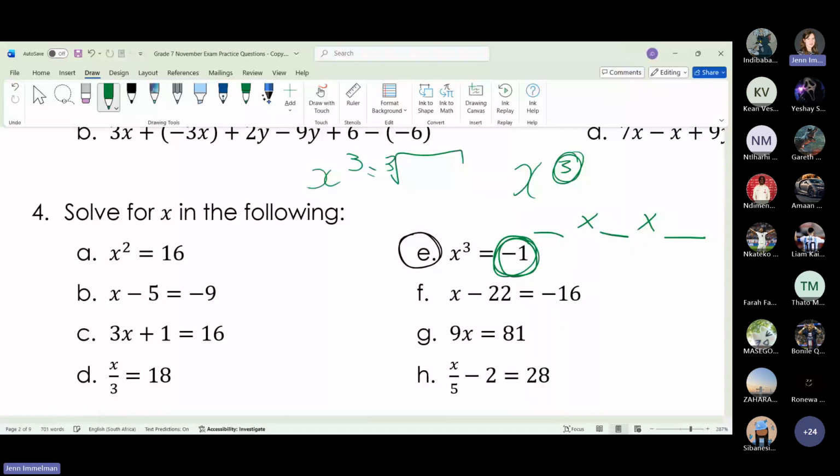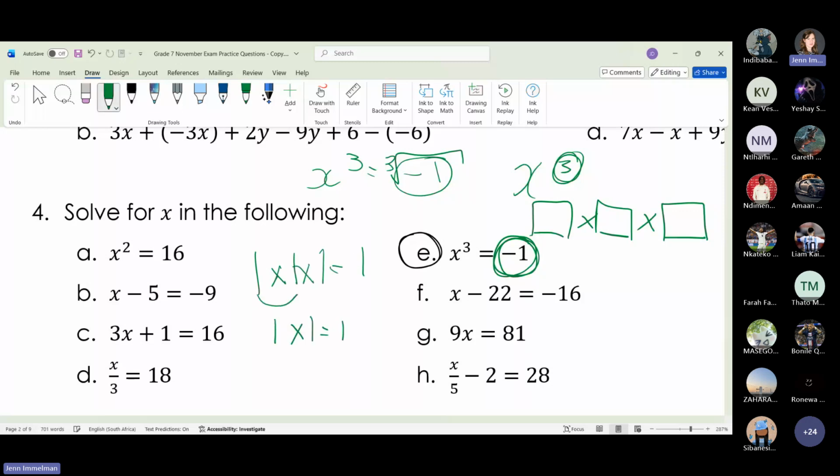So what is the cube root of 1? The cube root of 1 will give me this answer. You don't actually need to worry too much about it. Don't worry about the negative. So think about, what is the cube root of 1? I know 1 times 1 times 1 gives me 1. It is not 3. 1 times 1 times 1 is not 3. Okay? So now that gives me positive 1, but I need to get a negative.